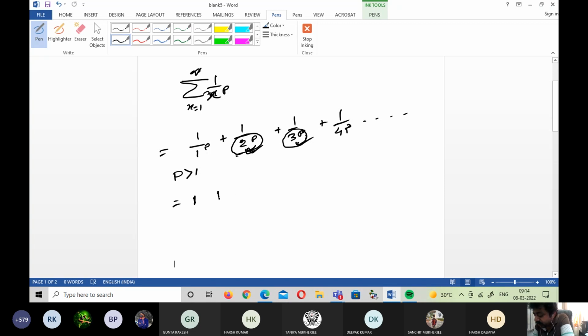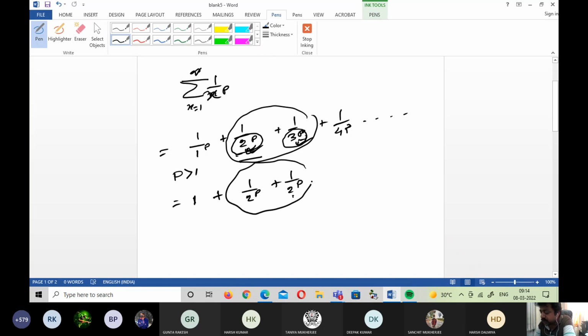Then you can easily write that 1 by 2 to the power P plus 1 by 3 to the power P, taken as a whole, this sum is less than 1 by 2 to the power P plus 1 by 2 to the power P, because instead of 3 to the power P, you have used 2 to the power P, so lesser denominator. So this value is larger than this quantity. Can it be written? Yes, sir.